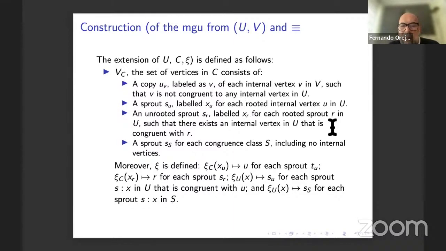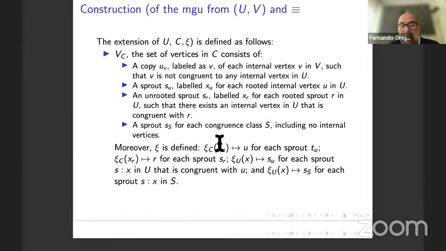If we have a root R in U, and there exists an internal vertex in U that is congruent with R, then we are going to add an unrooted sprout S sub R into the set of sprouts of C. The idea is that we need to connect this root R in U with the vertex to which it is congruent, and the way to do it is via this sprout that we add to C.